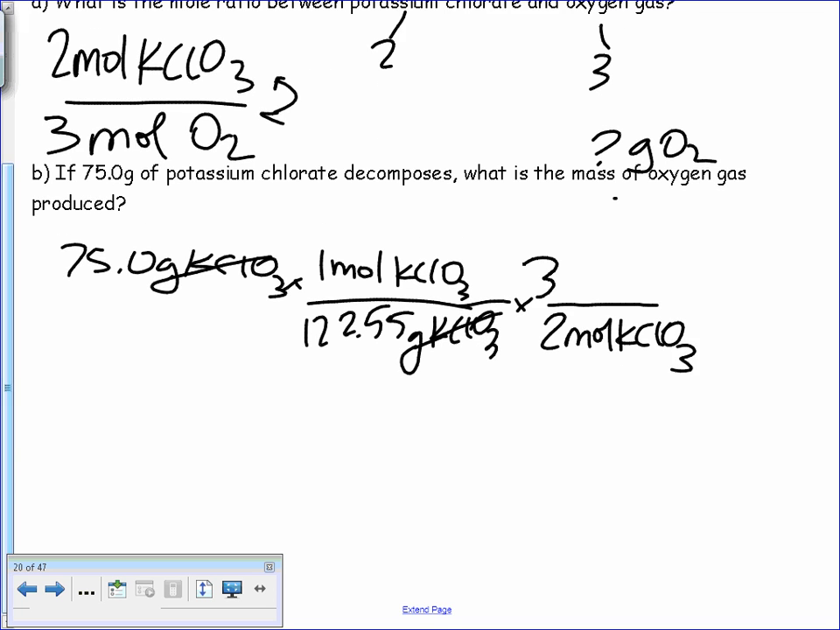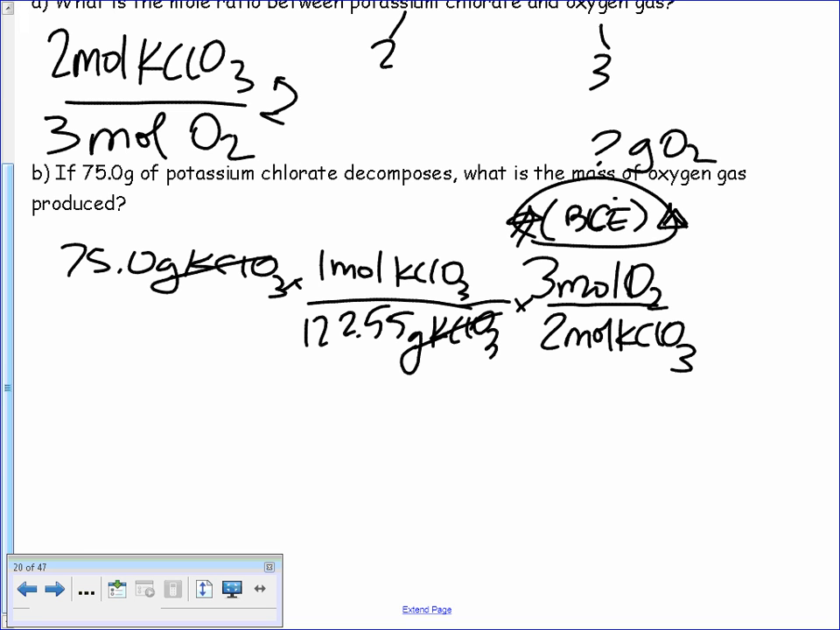So the 3 came from the BCE. I'm going to put BCE up on top of this just to remind you that it's there. Okay, so now we're in moles of oxygen. And just to refresh your memory, what are we looking for? Mass. So I'm almost there. Yes, grams of oxygen, though, which is a different mass. So 16 grams of oxygen. Diatomic, so 32 grams of oxygen on top, 1 mole of oxygen on bottom.